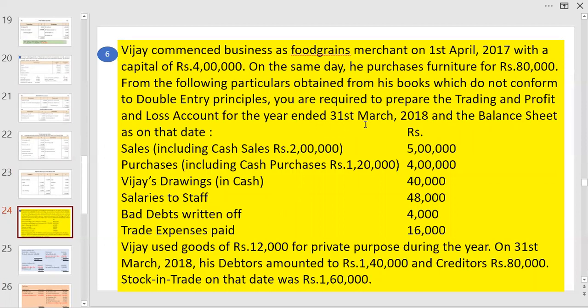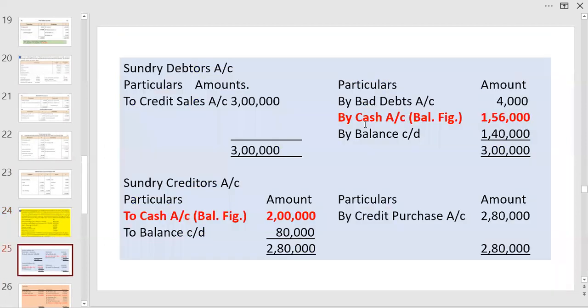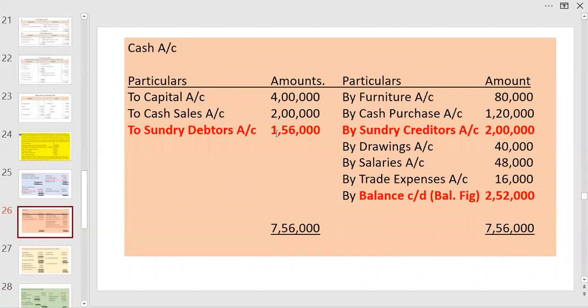In the case of the sundry debtors account, the closing balance is given, a transaction is given, and the sales figure is given, so the balancing figure is the cash received from debtors. In the case of sundry creditors, the balancing figure is 200,000. In the cash account, all transactions given are entered, plus sundry debtors and sundry creditors, which we have arrived at, giving a balance of 252 as balance cash.